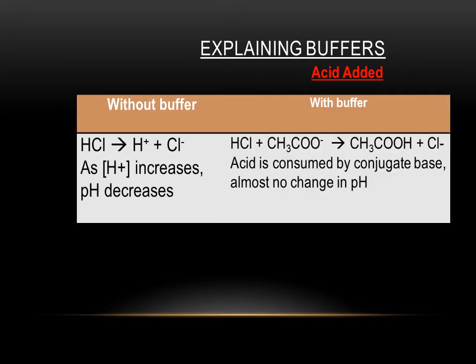Remember that the buffer solution contains the conjugate base acetate. So when we add the acid, it's going to react with that conjugate base. Remembering that neutralization is a one-way reaction, that reaction with the conjugate base is going to consume the acid, and because the acid is being consumed, we're going to have very few hydrogen ions being released, and so we're going to have a very small change in pH. Even though it's creating more acetic acid in the process, remember that acetic acid is a pretty weak acid, so it's not going to ionize very much.